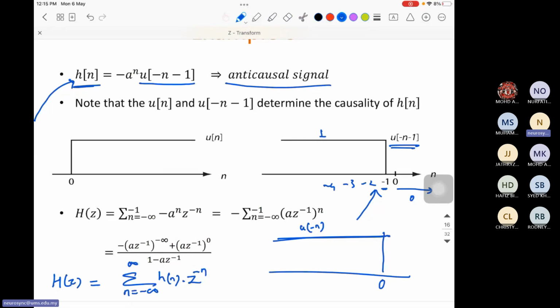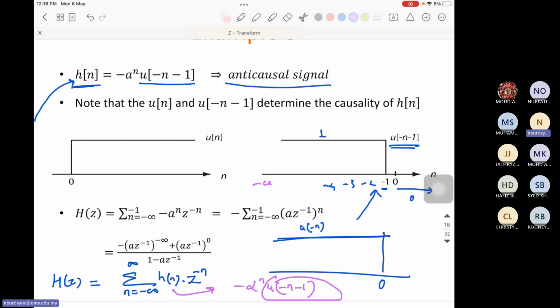What is our h of n? Our h of n is minus alpha to the power n u of minus n minus 1. Now we know that this u of minus n minus 1 only exists from the limit minus infinity to minus 1 only. Therefore, this summation is over n equal to minus infinity to minus 1 of minus alpha to the power n z to the power minus n.